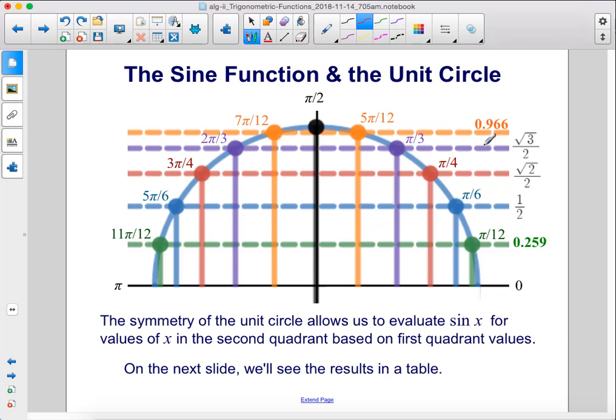The symmetry of the unit circle allows us to evaluate sine x for values of x in the second quadrant based on first quadrant values. On the next slide, we'll see the results in a table. So as you can see, points that are reflections across the y-axis, like this point and this point, have equal sine values, which is the length of these lines that drop down to the x-axis.